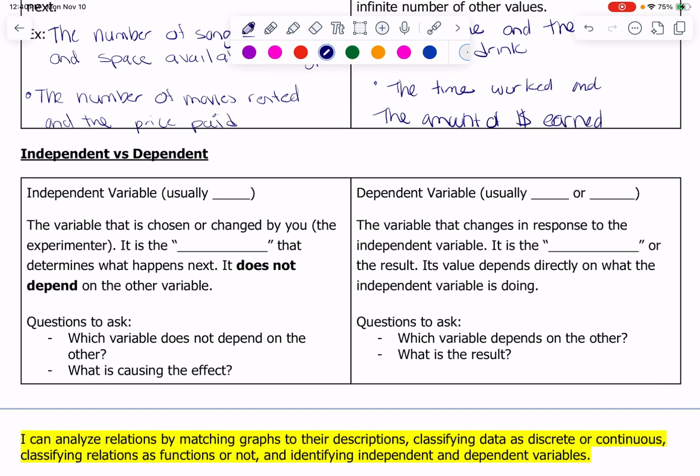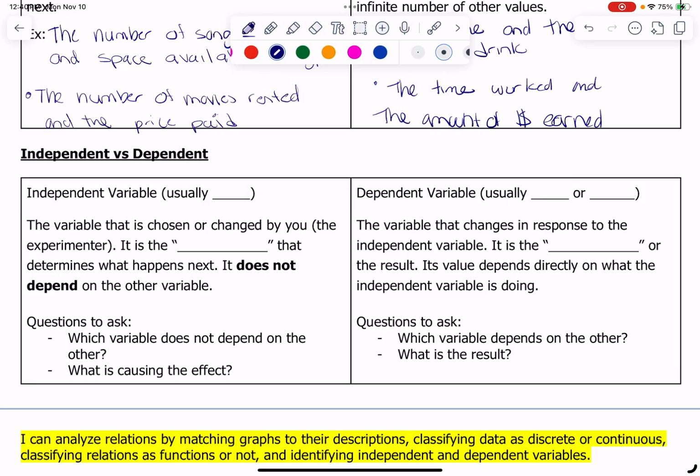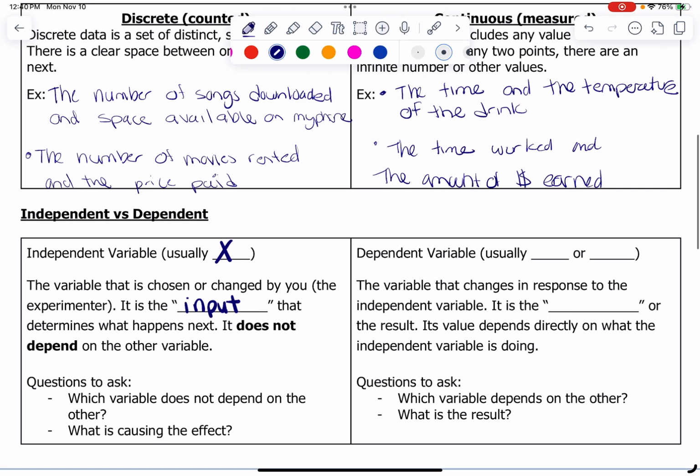Okay, the independent and the dependent variable. The independent variable is typically my x value. Okay, so it's usually the x. It's often described as your input. This is the one that you choose, you change. You are the experimenter. It does not determine what's happening next. It does not depend on the other variable. Okay, so you're going to ask yourself, which variable doesn't depend on the other? What is causing the effect?